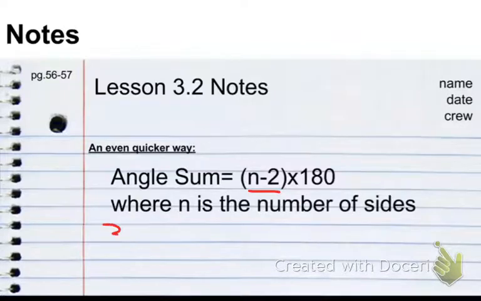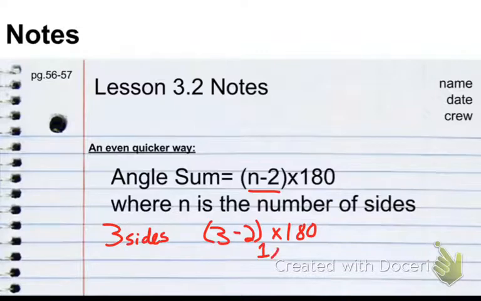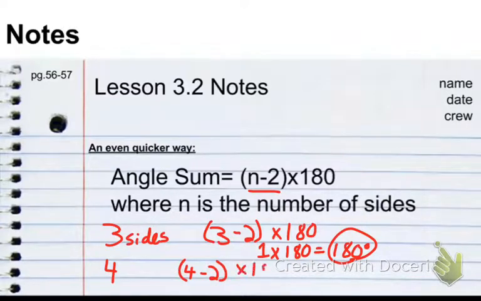A triangle has 3 sides. If I take 3 minus 2 times 180 as my equation, well, 3 minus 2 is 1. 1 times 180 equals 180 degrees. So a triangle has 180 degrees. But let's say I have 4 sides. If I do 4 minus 2 times 180, I end up getting 2 times 180, which equals 360.